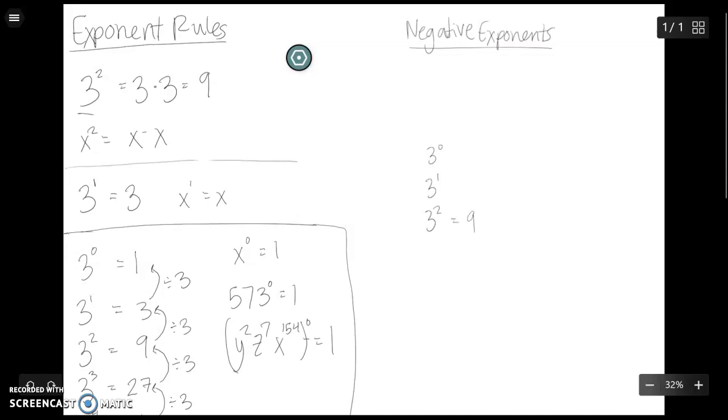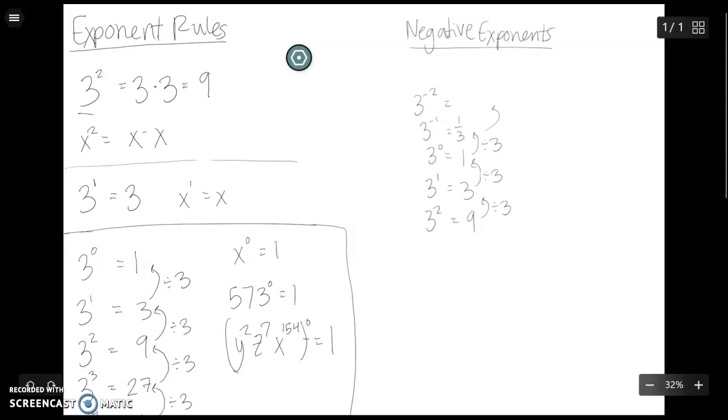So 3 squared was 9, 3 to the first power was 3, 3 to the 0 power was 1. Now let's say I have 3 to the negative 1 power. Well, remember that my pattern in my table is divide by 3 over here. So I'm going to do 1, and I'm going to divide it by 3. And that is 1/3.